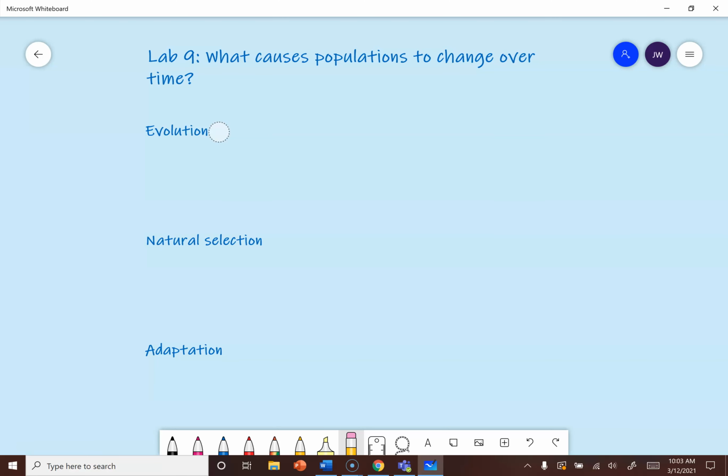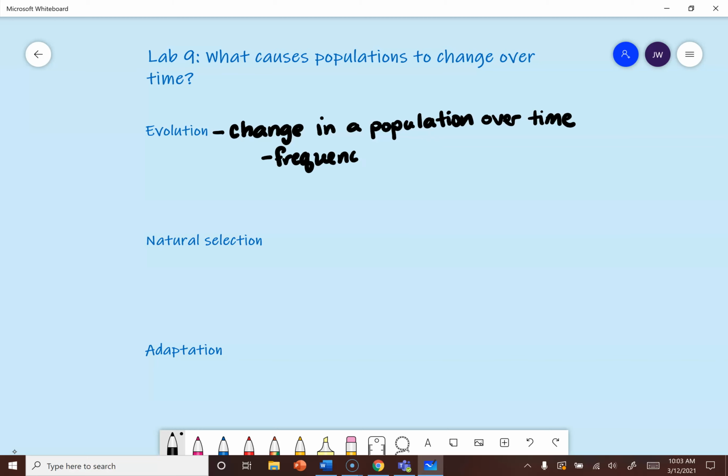Evolution essentially has 2 different definitions. The first definition is that evolution is change in a population over time. So today we are going to look at how the frequency of a particular trait changes over several generations of organisms.